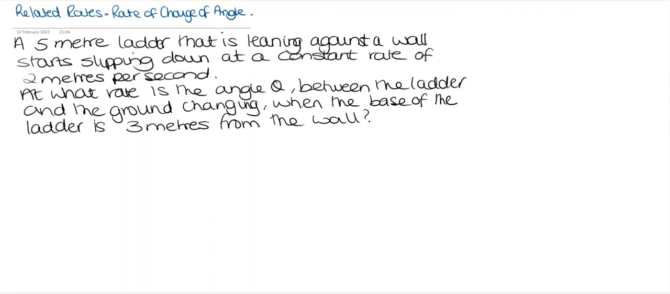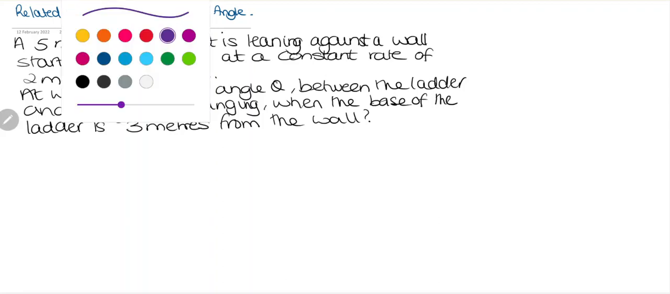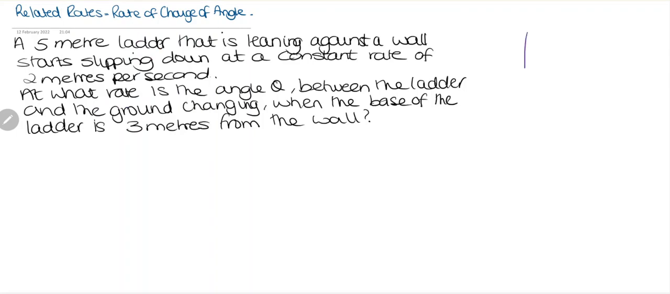So we need to draw a diagram. So we have a wall. We're going to call this y. And then we have the ground, which is x. And we have a ladder. So here's our ladder. And we're looking to find this angle theta.